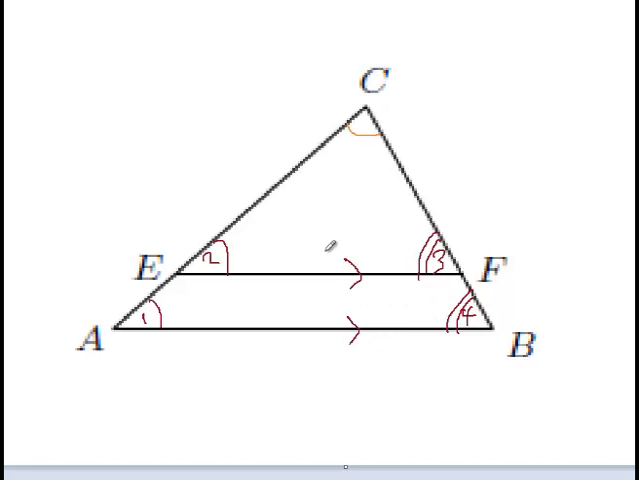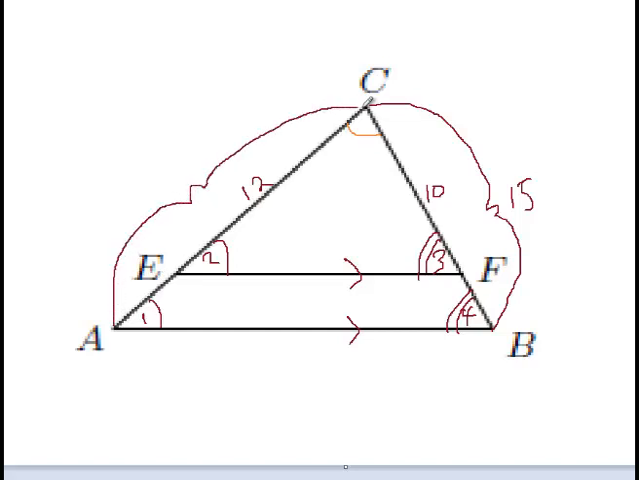For example, let's say we know that CF is 10 and CB is 15. So we know that there's a 2 to 3 ratio between everything that's over here and everything that's over here. So for example, if this CE is 12, we have to keep that same ratio. We have to keep this as a 3 to 2 ratio, so this would have to be 18. If this, for example, is 8, EF, then AB has to be again a 3 to 2 ratio. AB would have to be 12.